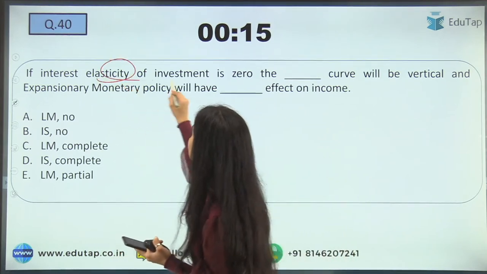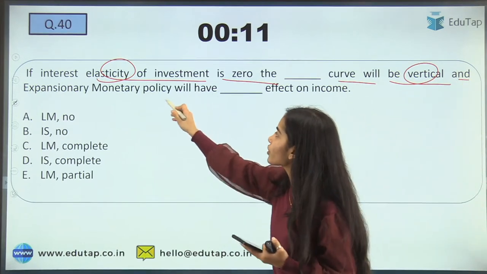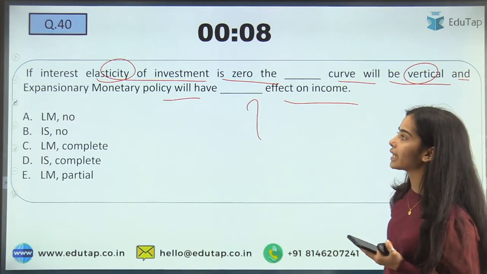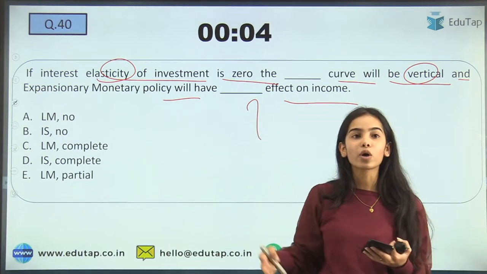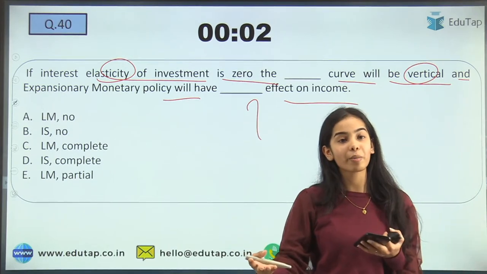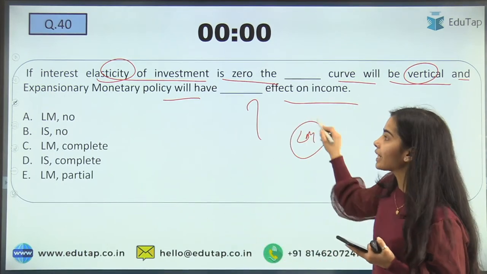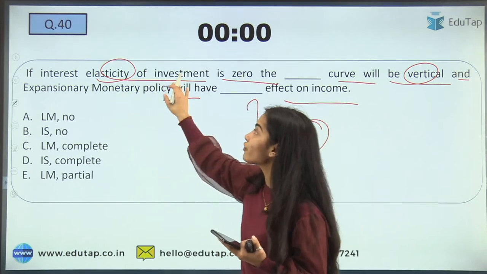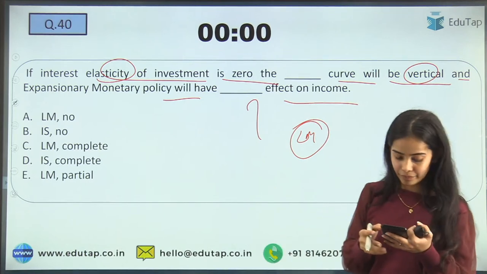If interest elasticity of investment is zero, the dash curve will be vertical and expansionary monetary policy will have dash effect on the income. So first of all, interest elasticity of investment. Usually we are talking about interest elasticity of demand for money, and that's why you say about the LM curve. But here we are talking about interest elasticity of investment. So what it will affect, which curve it will affect?